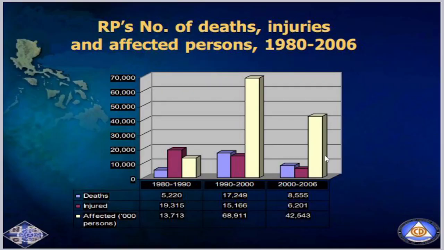Okay, let's continue. So here is a table or graph showing the numbers of deaths, injuries, and affected persons from 1982 to 2006. Okay, so as you can see here, there is quite an increase during the 1990 to 2000, in the number of deaths, injured and affected persons. So from 1980 to 1990, the deaths are ranging from 5,000 plus. Ang injured natin is 19,000 plus. And the affected persons are only 13,000 plus. But when 1990 came to 2000, it actually doubled or tripled. And then during the 2000 until 2006, so medyo mas bumaba na siya.